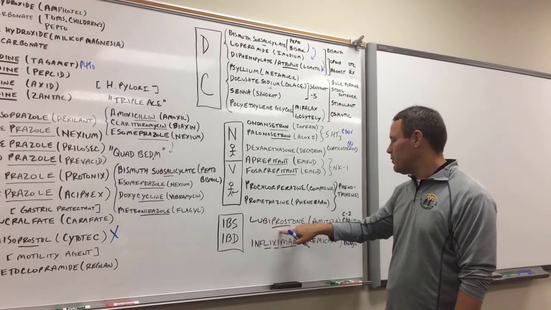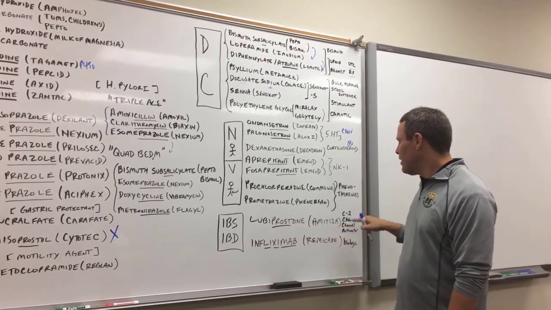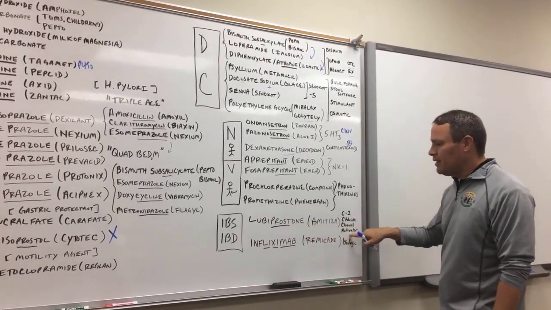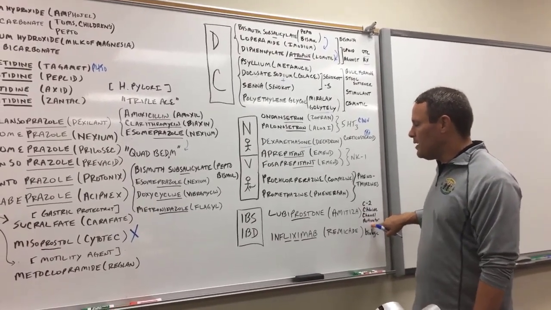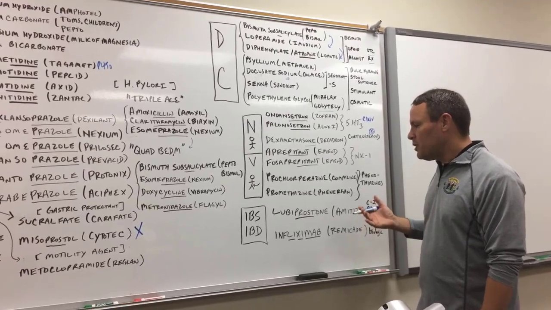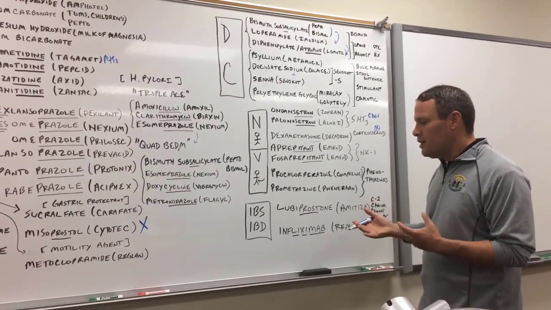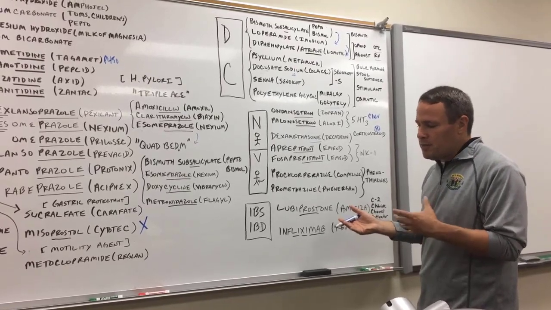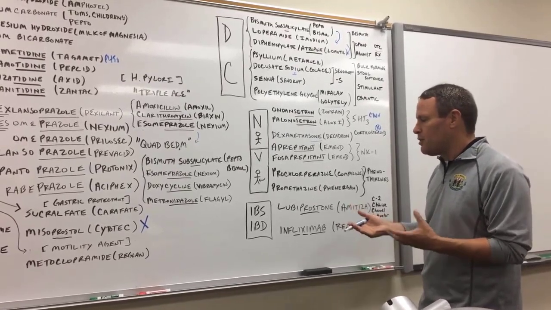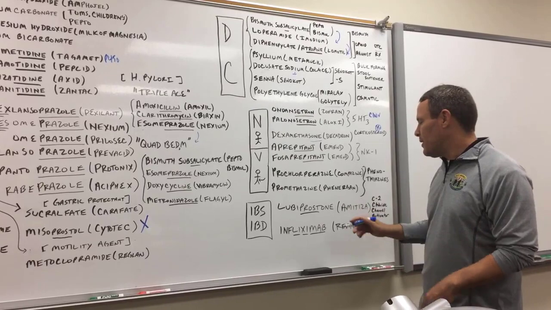But something like lubiprostone or Amitiza, this is a C2 chloride channel activator. I don't know if you'll have to know that depending on your exam. But the idea is that we're going to be dealing with a condition that is just an irregularity. Sometimes you have diarrhea, sometimes you have constipation. We're trying to regulate that.